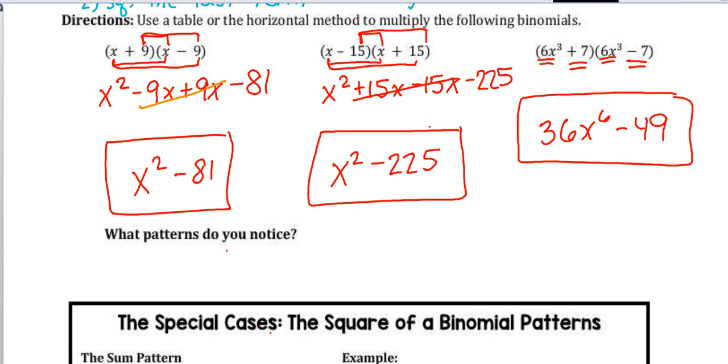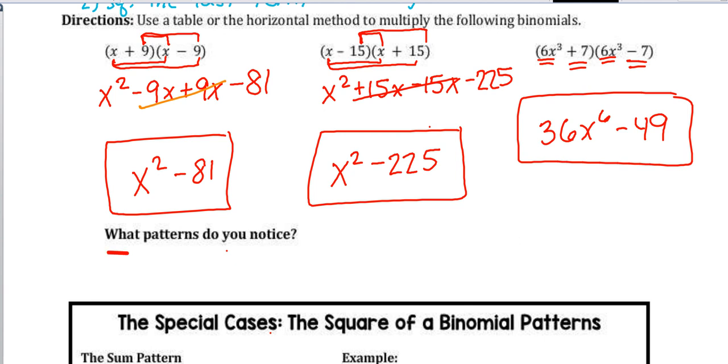Okay, so the pattern that I hope you noticed was that whenever we have two binomials that are the exact same except for their signs, the middle term will always, always, always cancel out. So we call this a difference of squares, because difference means subtraction, and squares means it's squared, but they're not exactly the same.